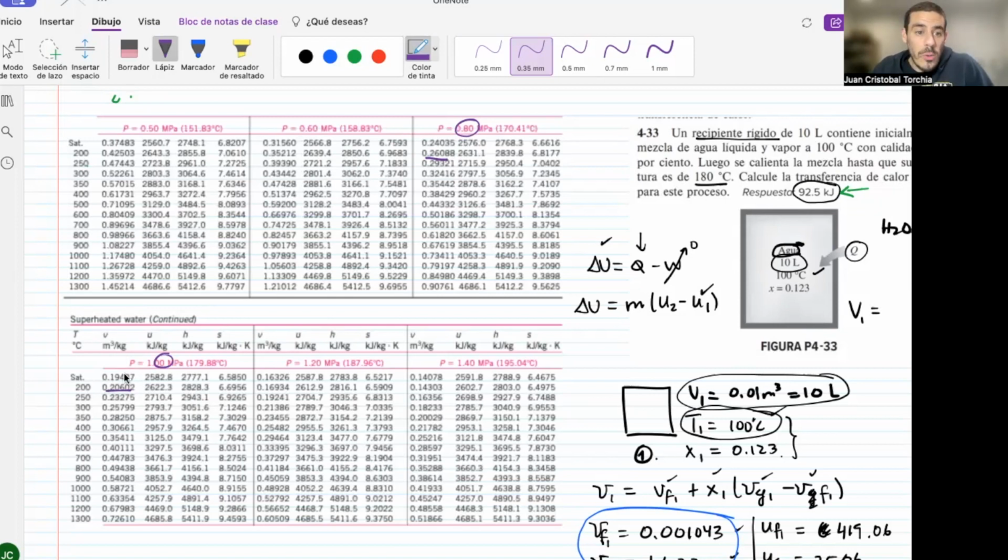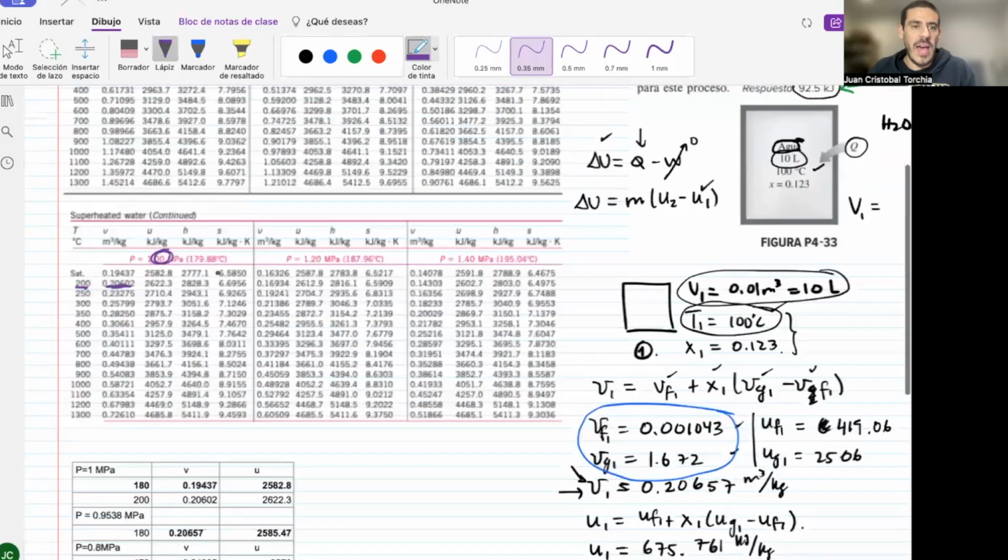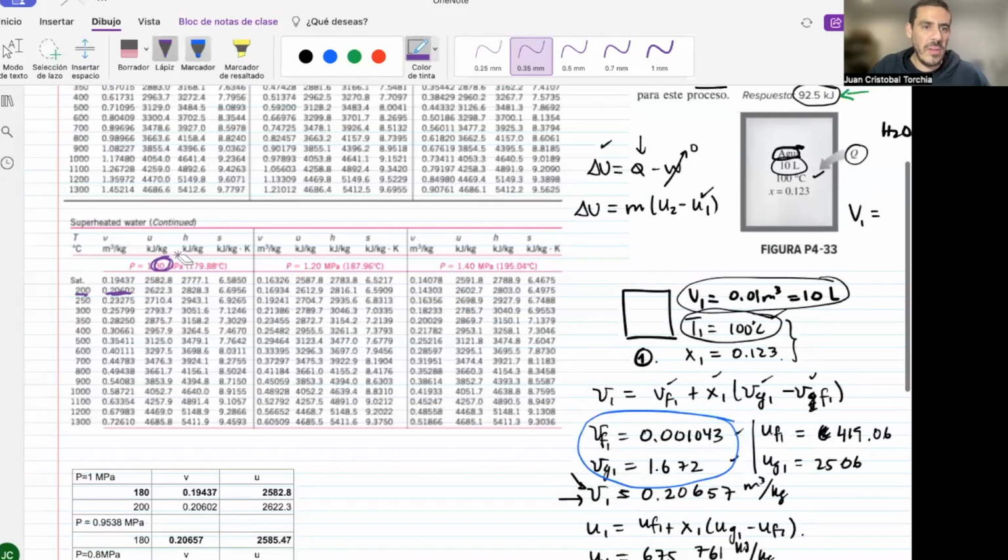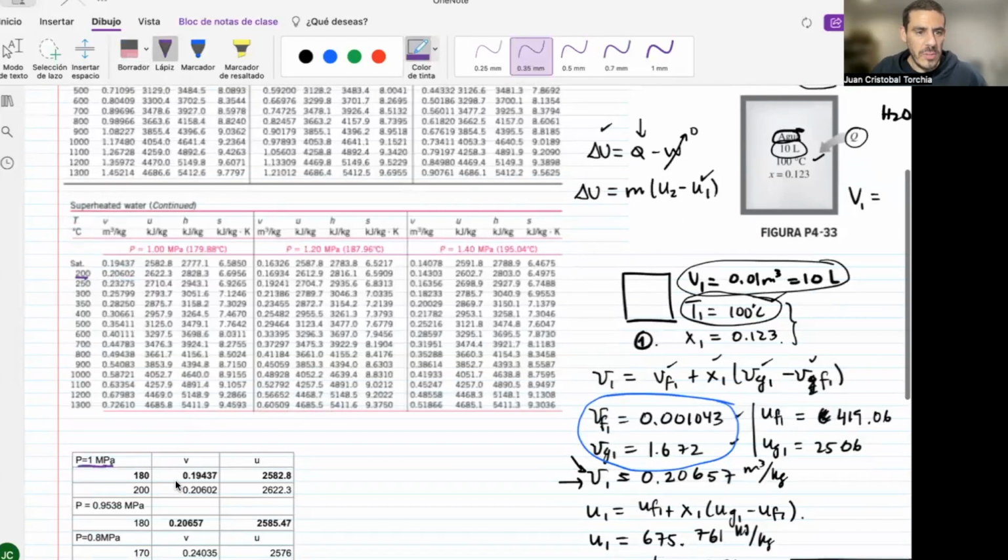It's pretty close to 1 megapascal, right? Because it's kind of almost this one. But okay, so this information, remember, is at 200 degrees Celsius. You don't have that one. Okay, so what I have done here is check 1 megapascal. So for 1 megapascal, this is what I have here. So for 1 megapascal, I have 180 degrees Celsius. It's almost 180 degrees Celsius saturation temperature. So this one is saturation at that 1 megapascal.